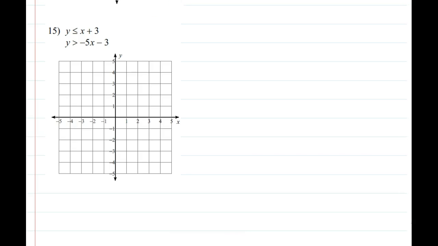Alright, so let's start with this one. Our y-intercept is positive 3. The number in front of the x is 1, so our slope is 1 over 1, so up 1 over 1. Down 1 to the left 1. Now, look at the less than. It has a less than or equal to, so that means I draw a solid line. It's less than, so I would shade below the line.